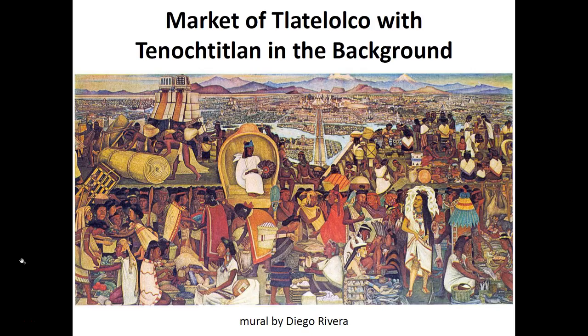Tenochtitlan and the neighboring city of Tlatelolco were the commercial center of the empire. Tlatelolco had the largest market in the entire empire, and traders and merchants from all throughout the empire brought their wares in order to exchange them at this market.